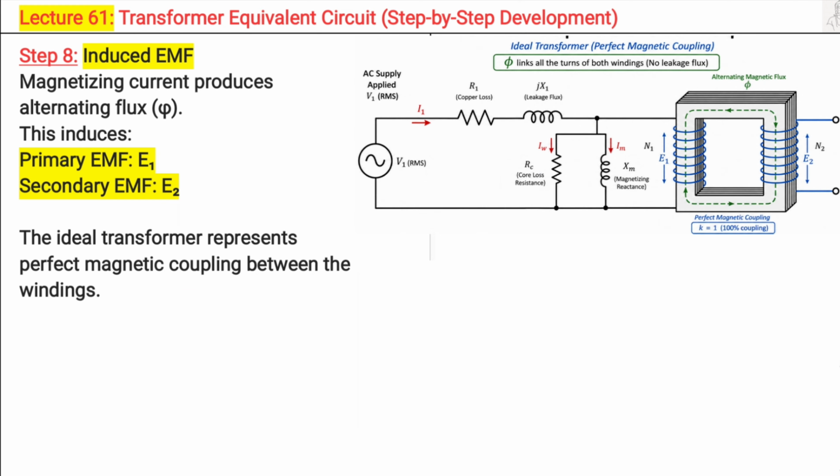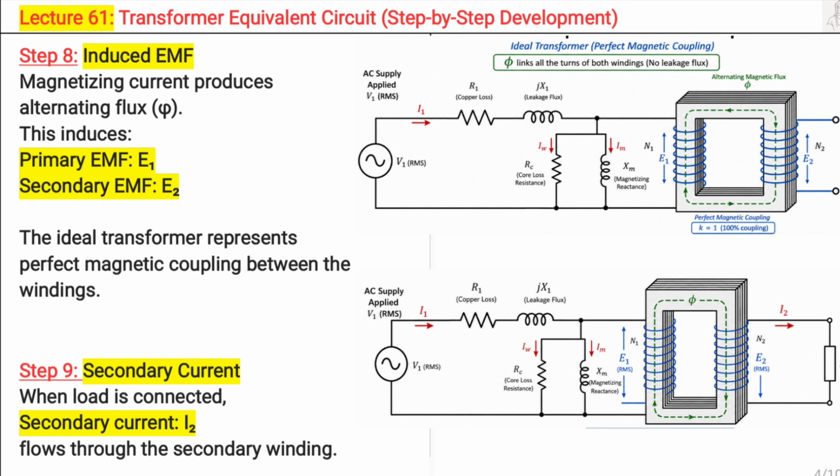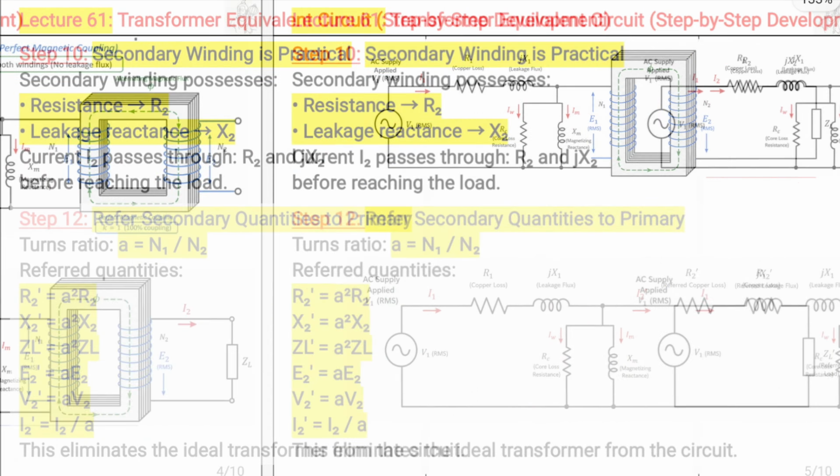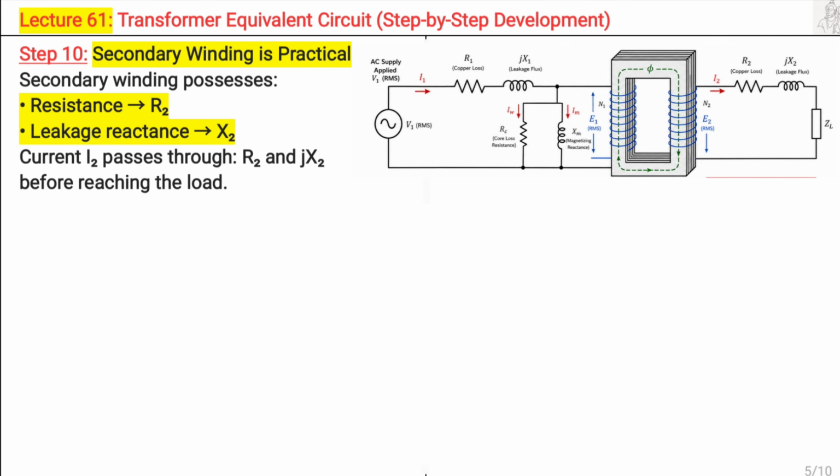In step 8, due to the magnetic flux establishment, the flux will link with both primary and secondary winding. Therefore, it will induce EMF E1 as well as E2 in primary and secondary respectively. And in step 9, when we add load impedance to the secondary, the current I2 will start to flow through the secondary. Now, introducing practicality in the secondary winding, we add the resistance R2, that is secondary winding resistance, and jX2, which represents the leakage flux in the secondary winding.